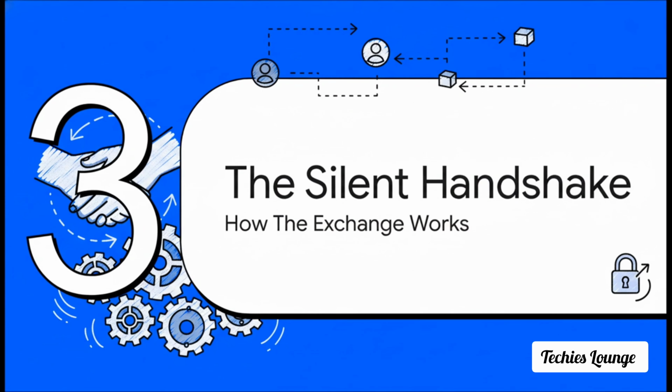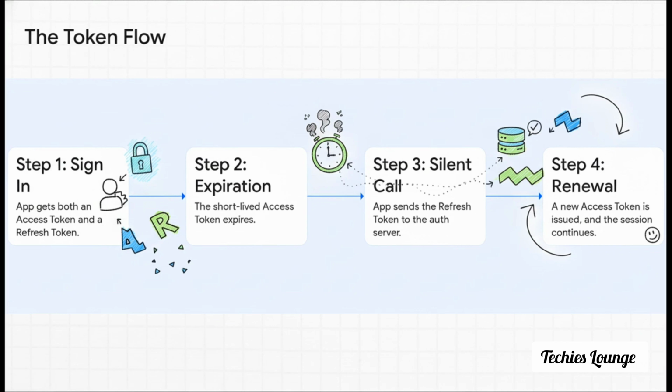Okay, so how do these two actually work together? Well, it's a process I like to call the silent handshake. And the best part is, it all happens completely behind the scenes, without the user ever noticing a single thing. Here's the play-by-play. First, you sign in. Your app gets both an access token and a refresh token. Then, after a few minutes, that access token expires.